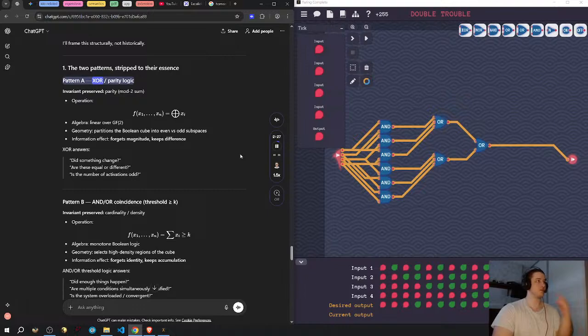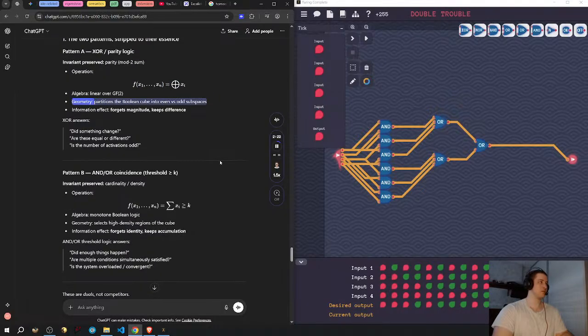Pattern A, XOR, parity logic. Invariant preserved: parity, mod 2 sum. Operation: x1 XOR ... XOR xn. Algebra: linear over GF(2). Geometry: partitions the Boolean cube into even versus odd subspaces. Information effect: forgets magnitude, keeps difference. XOR answers: Did something change? Are these equal or different? Is the number of activations odd?